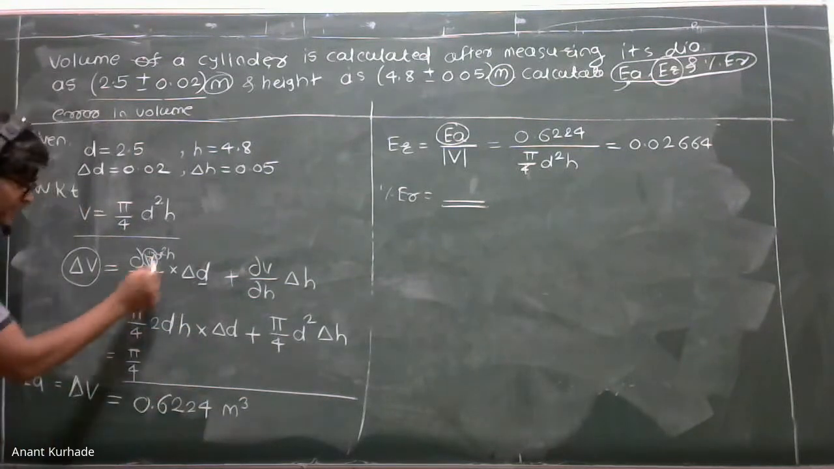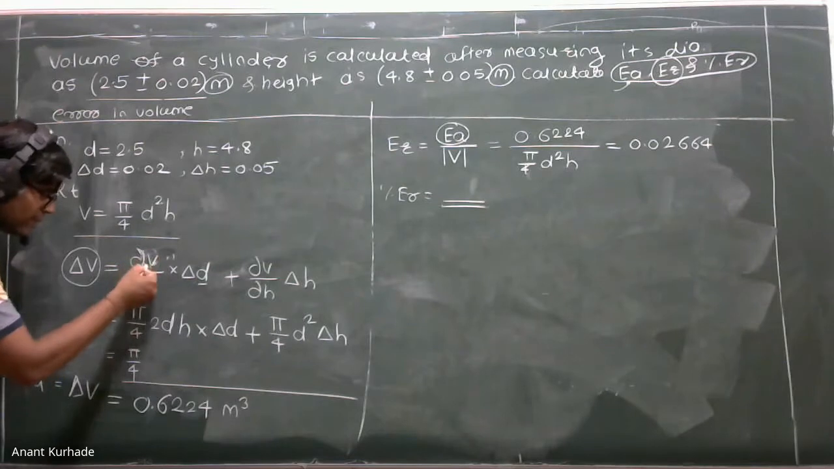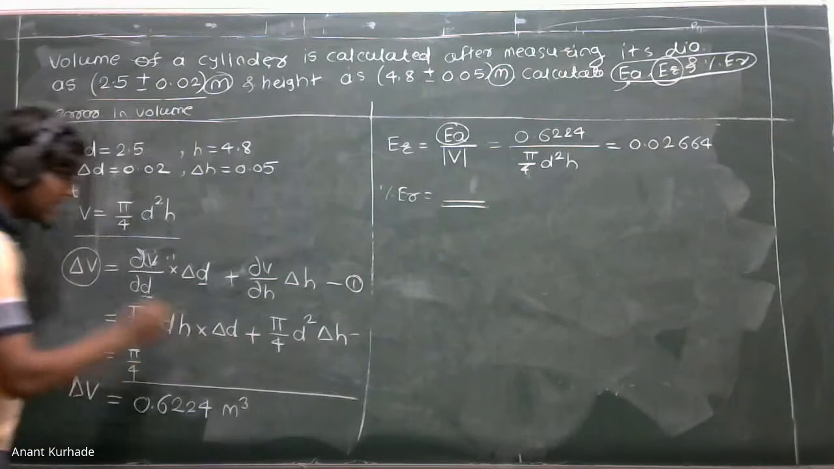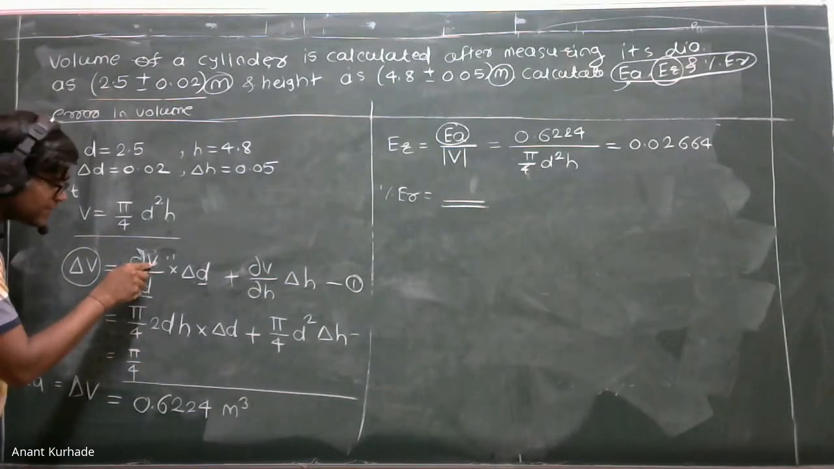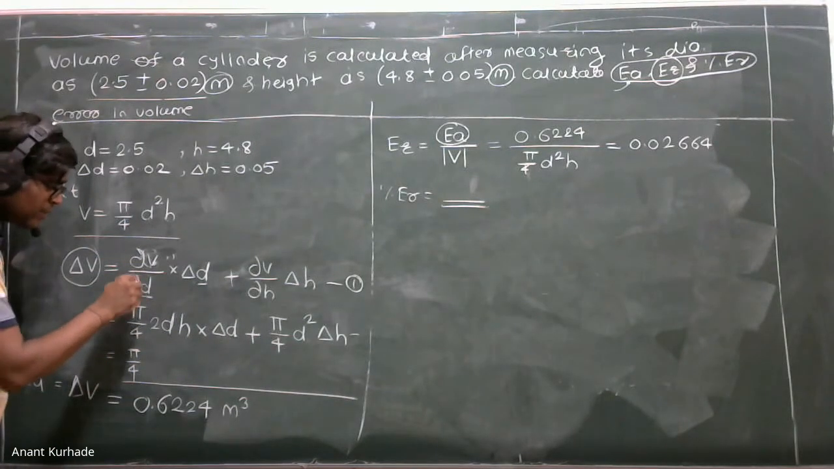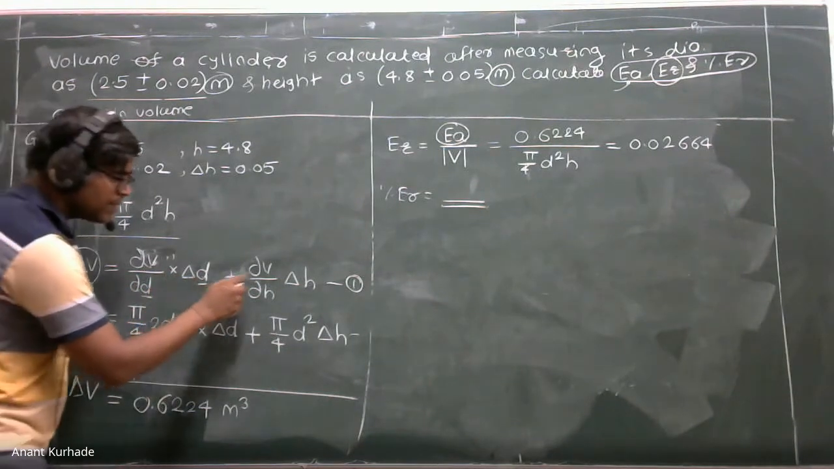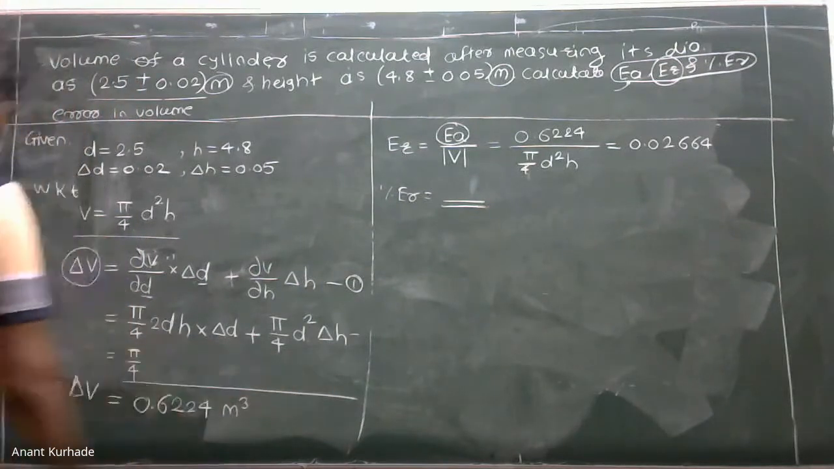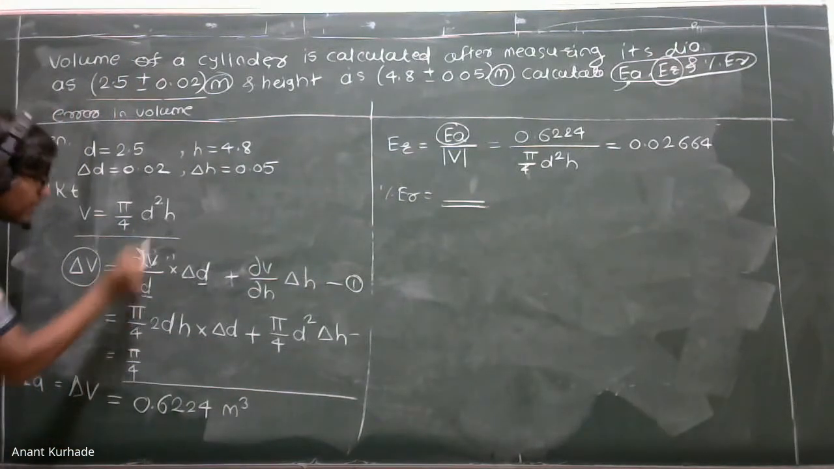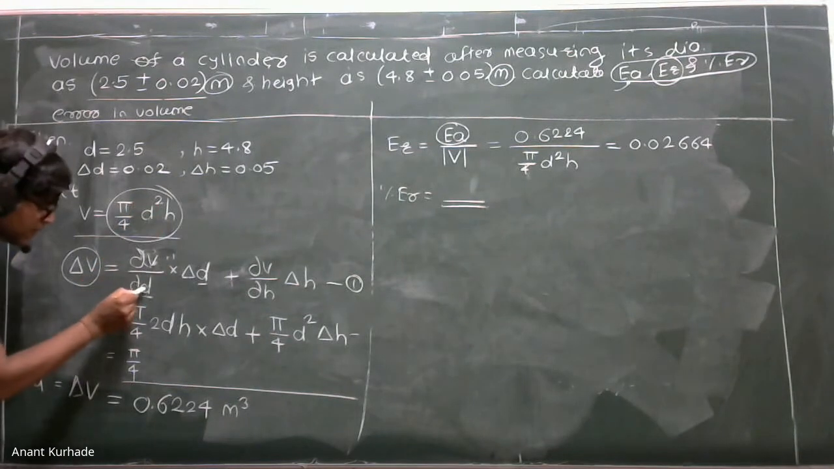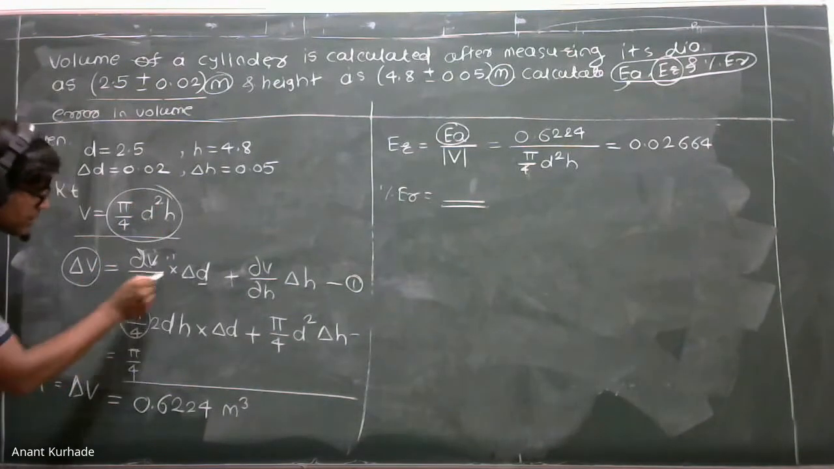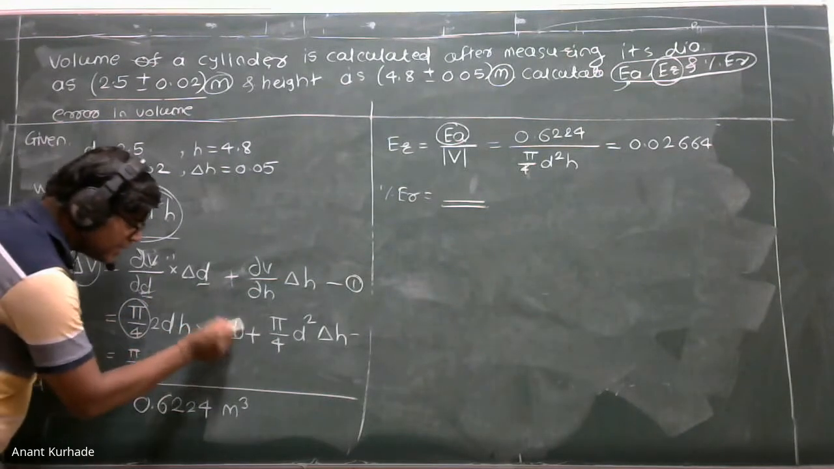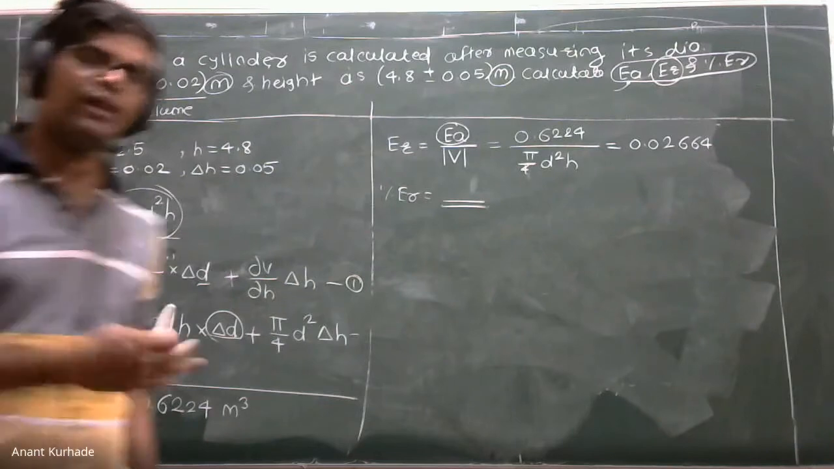Instead of writing this, say this is first and this is second, so in the second step we can write gamma V equals pi by 4 d square h, divided by with respect to gamma d, into delta d plus gamma V with respect to h into delta h. No problem. Next step, gamma V with respect to d, we have this formula; I have written directly and put a constant. No problem, add one more step.